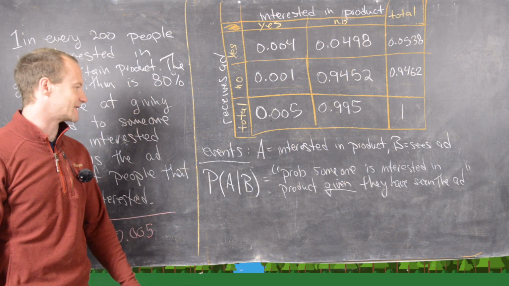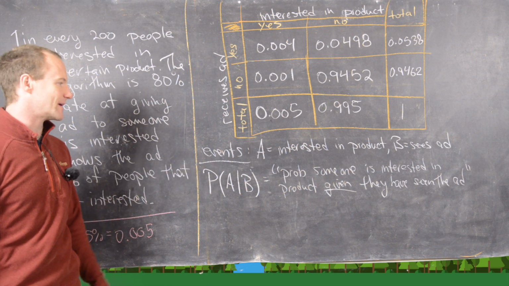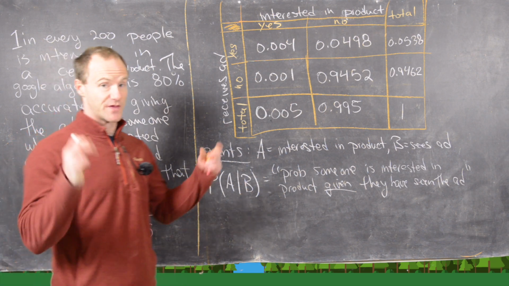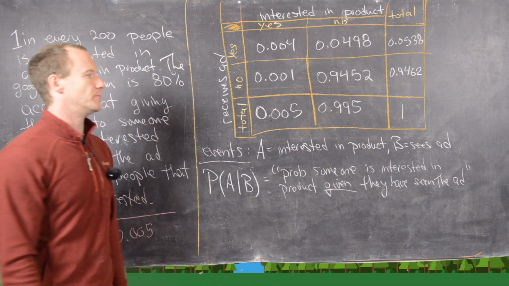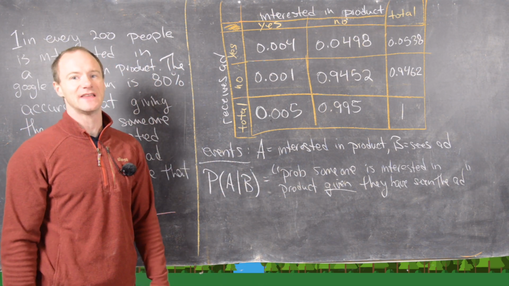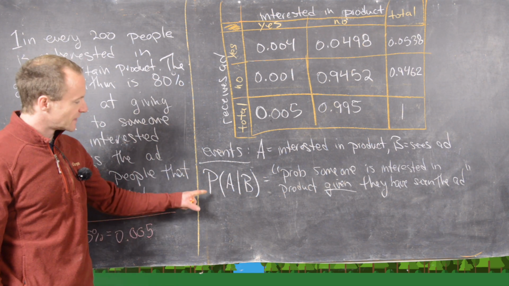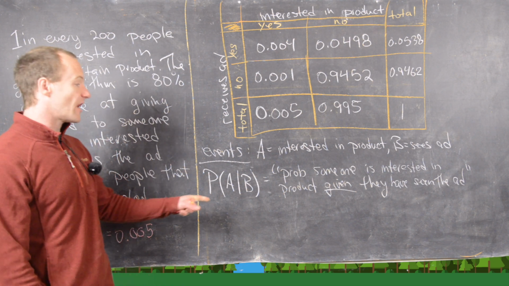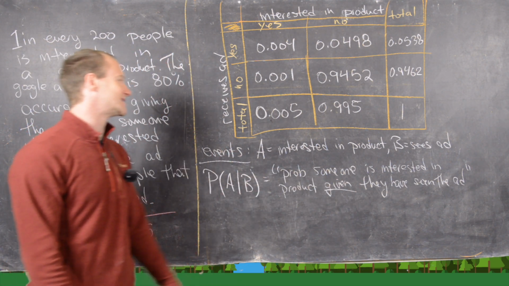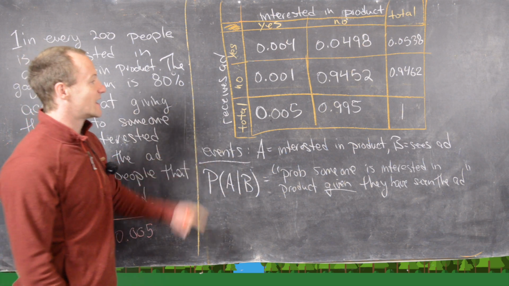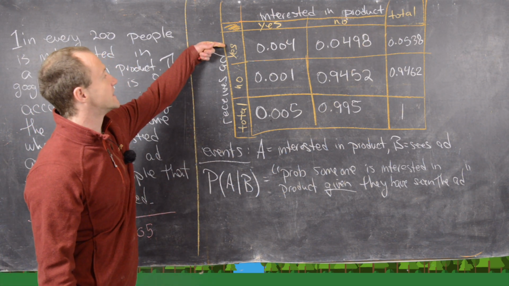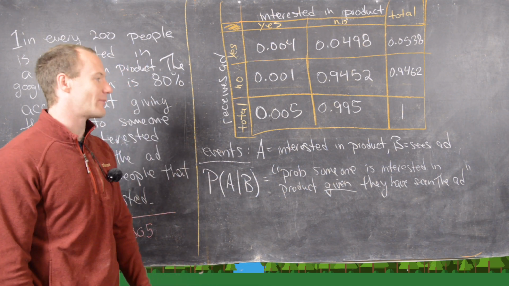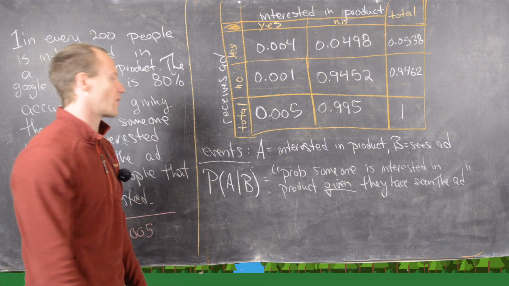Okay, so now let's do some examples. For both of these examples, I'm going to set A equal to the people interested in the product, so that event, and B equal to the people that have seen the ad, so that's going to be our other event. So our first goal is to find the probability of A given B. In other words, given that someone has seen the ad, so notice that's going to put us only in this row. So given that someone has seen the ad, what's the probability that they are interested in the product?